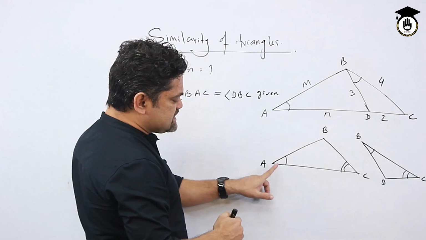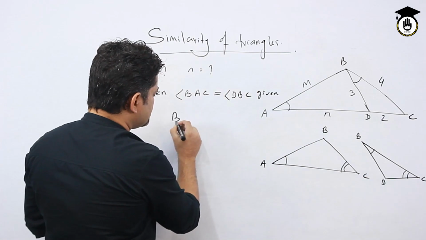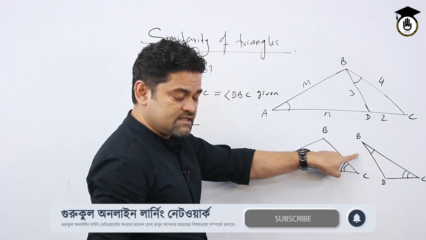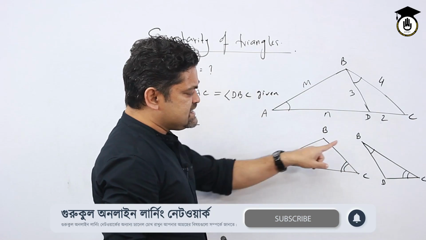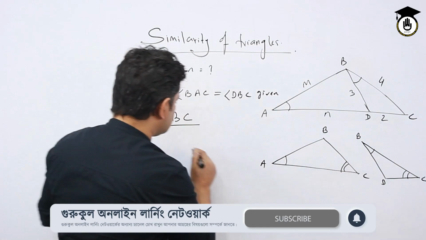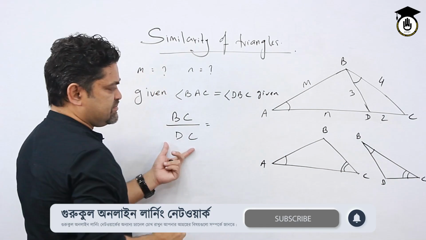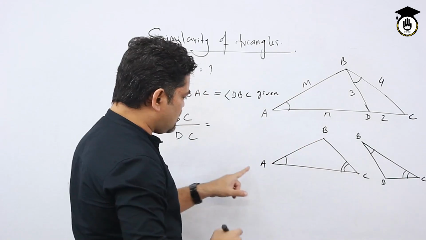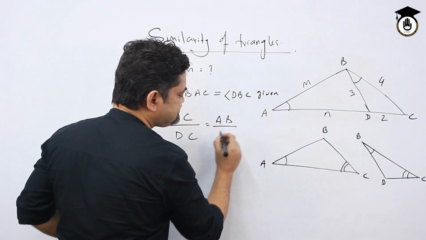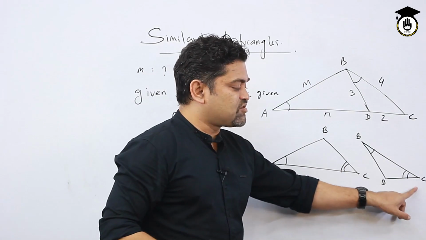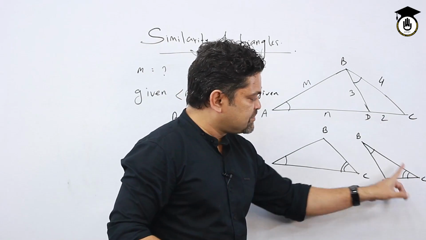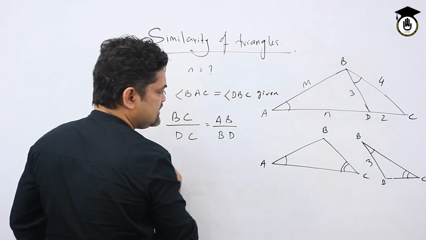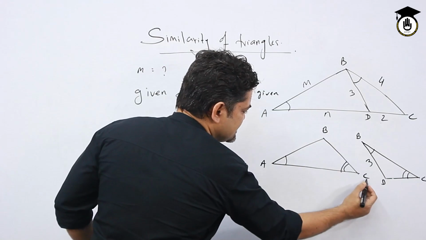If I consider angle A, I take the opposite side BC. Angle A is equal to angle B, so angle B's opposite side is DC. I'm writing this at the bottom. Now for the second angle, angle C, the opposite side is AB. Angle C is a common angle for both triangles, so this opposite side is BD. And the third side I'm considering is AC.